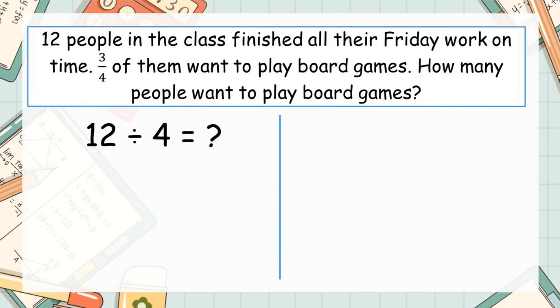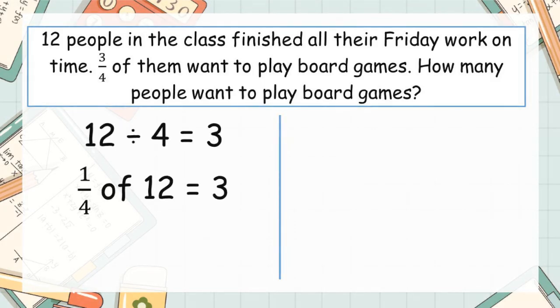Well, if you did it the division way, you would have divided 12 by 4, because that's our bottom number in the fraction, how many groups we want to make. If we did that, we would find out that 1/4 of 12 is equal to 3. But we're not looking for 1/4, remember, we're looking for 3/4 of 12. So if 1/4 is 3, how many would 3/4 be? Pause the video and give it a try.